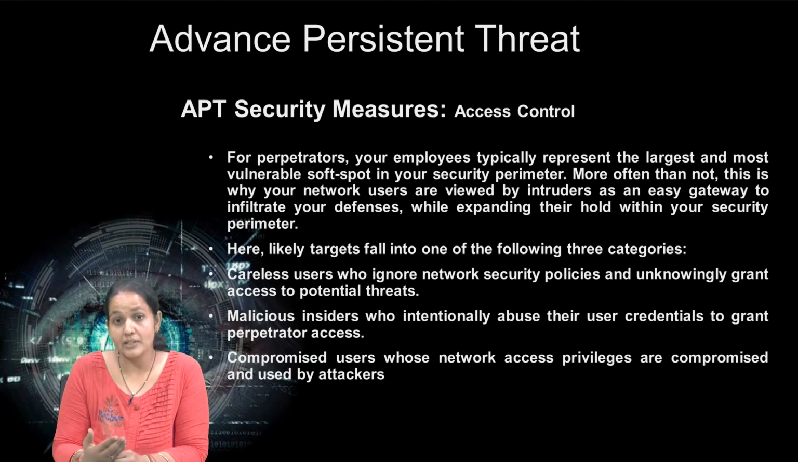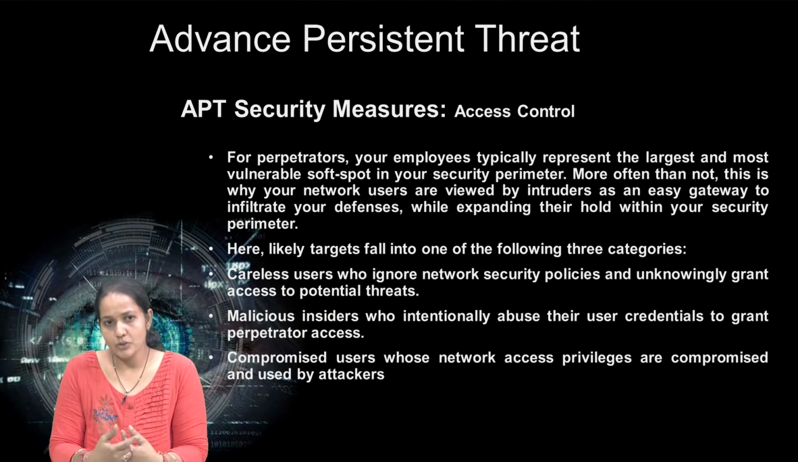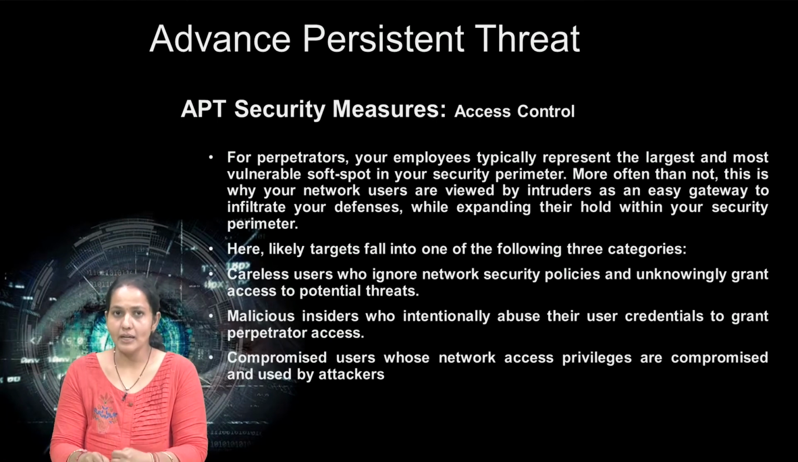Malicious insiders intentionally abuse your user credentials. Sometimes some employees of the organization come up with intentional objectives and try to exploit them. So that is also one of the parameters for unauthorized access. And compromised users are those whose network access privileges are compromised and used by the attacker. So access control is required there too. The organization has to establish an access control policy to prevent the system from APT.